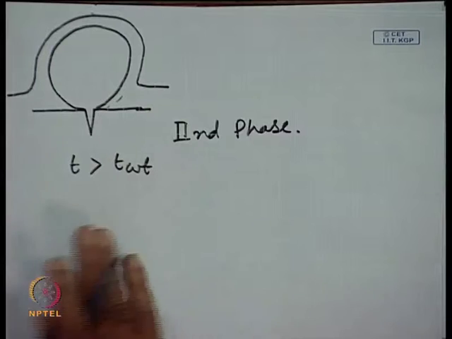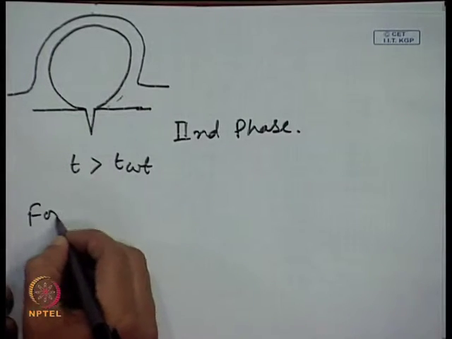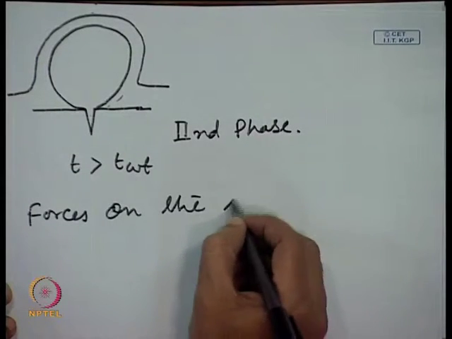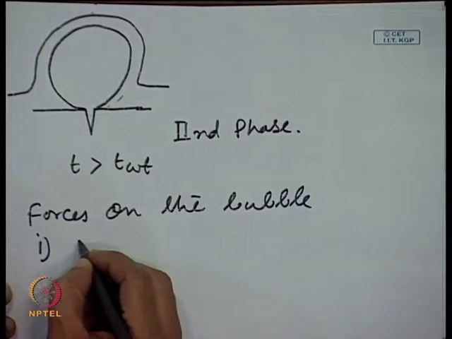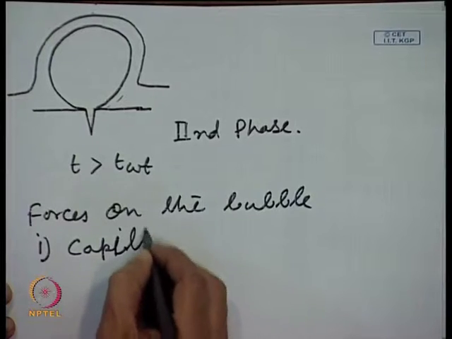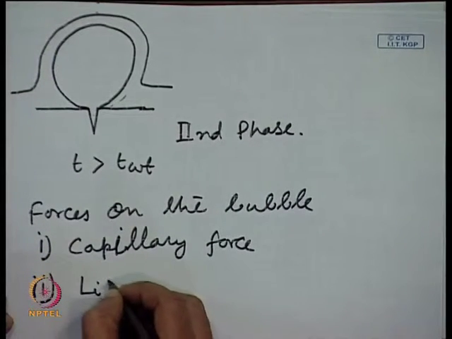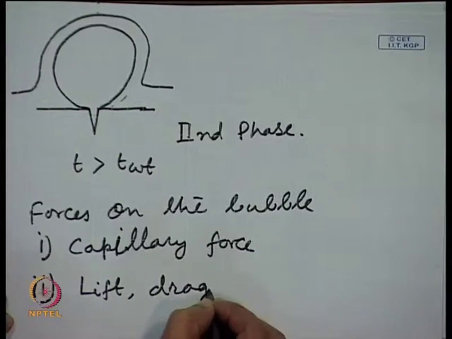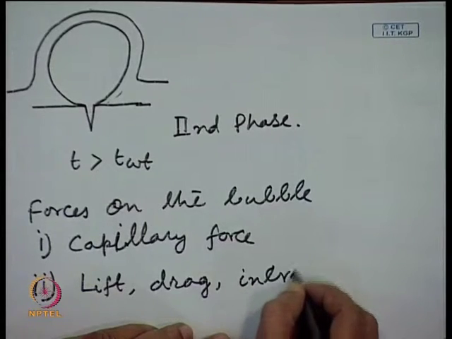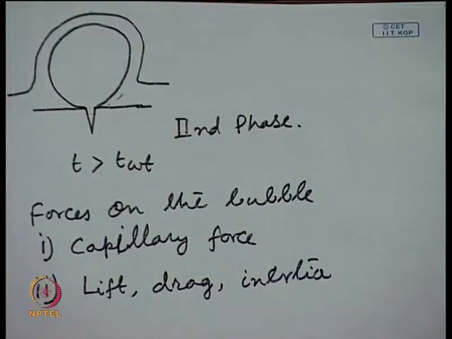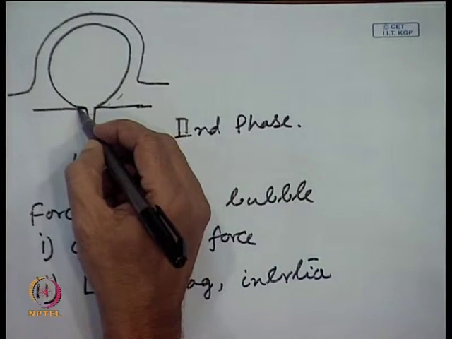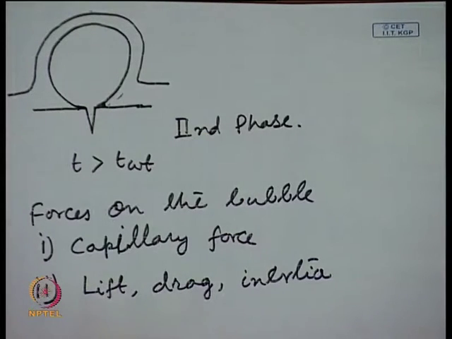Now, the forces which are acting on the bubble: one is your capillary force, and two, all the other forces I am clubbing together. There could be lift, there could be drag, there could be inertia. So, generally what happens is that capillary force tries to attach or keep the bubble fixed to the surface. Capillary force acts over here and it tries to fix the bubble along with the surface, and the other forces generally try to push the bubble away from the surface.